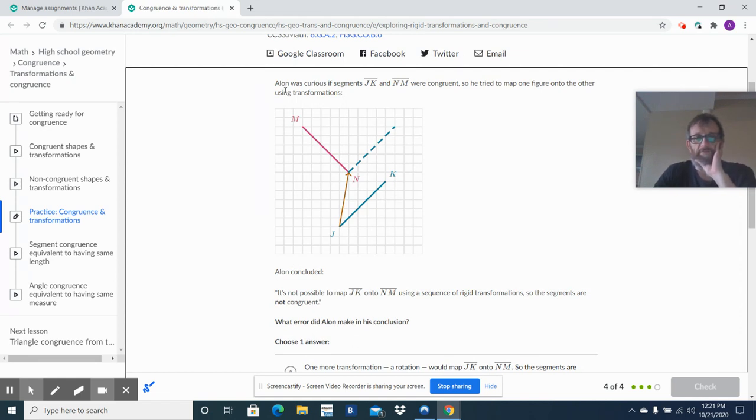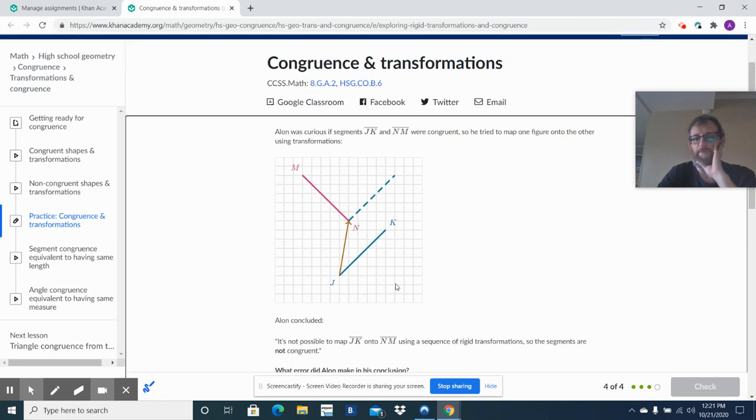All right. Alon was curious if segments JK and NM were congruent, so he tried to map one figure onto the other. It is not possible to map them, so he's trying to put JK onto NM, and he says it's not possible. So all he did was he translated. He slid it one unit to the right, five or six units up, and he got this thing here.